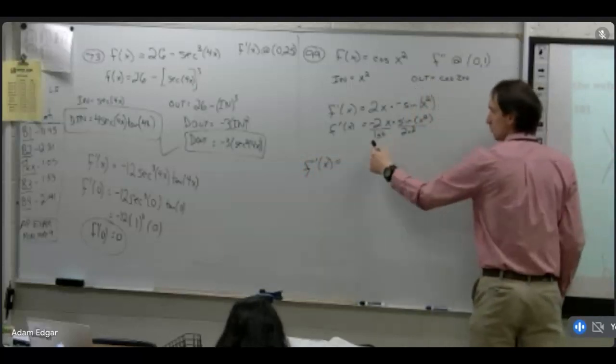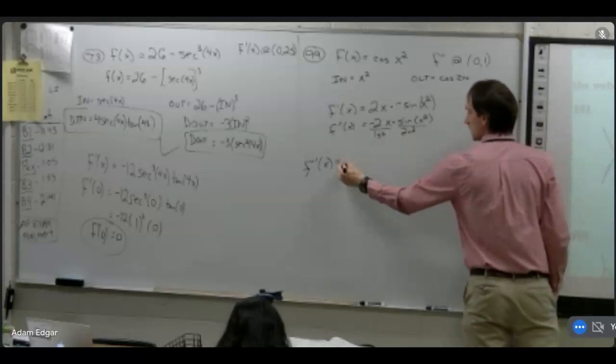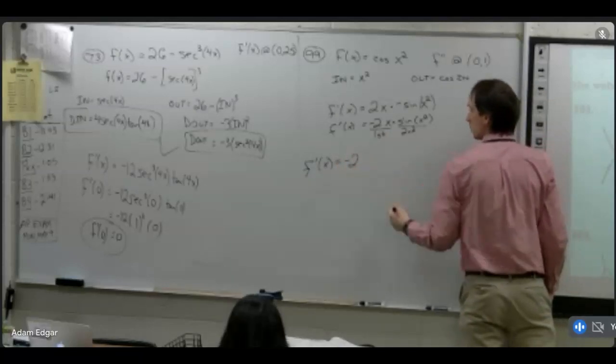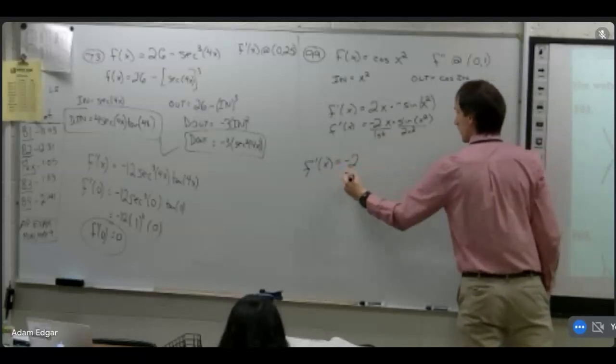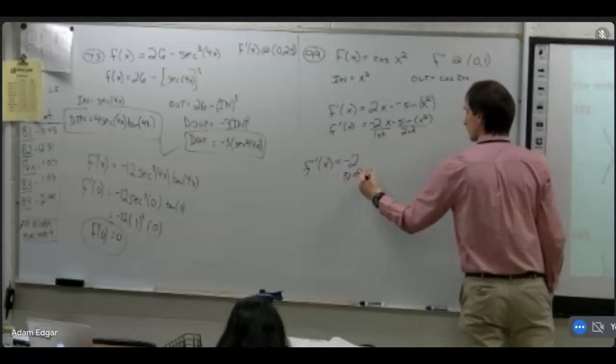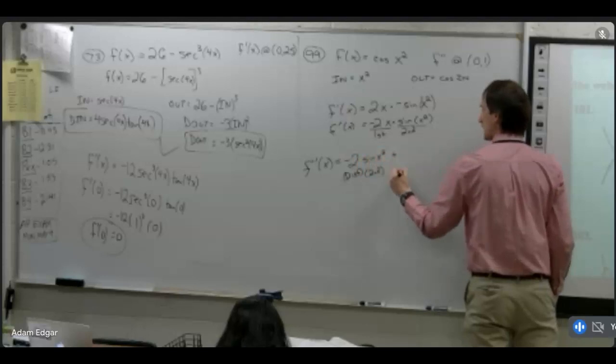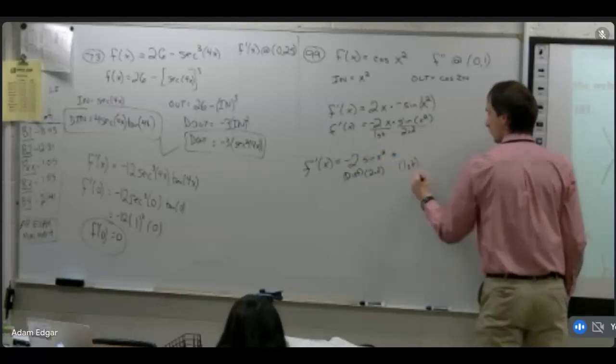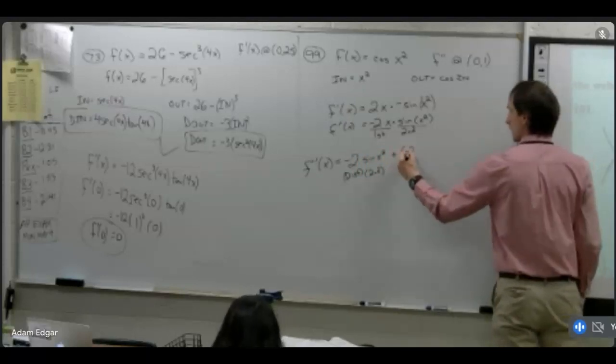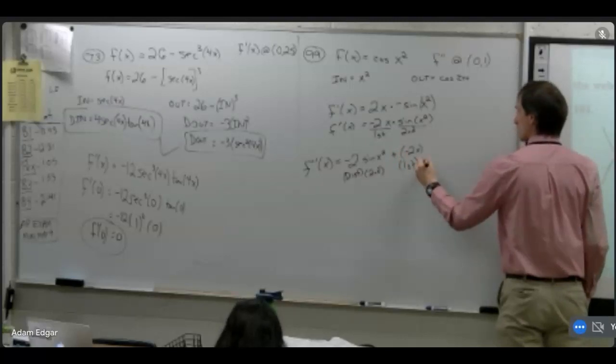What's the derivative of our first guy? Negative 2. And the derivative of the first multiplies what? The original second, sine of x squared. Then you add to that the original first guy. What's our original first guy? Negative 2x. And that multiplies the derivative of the second.